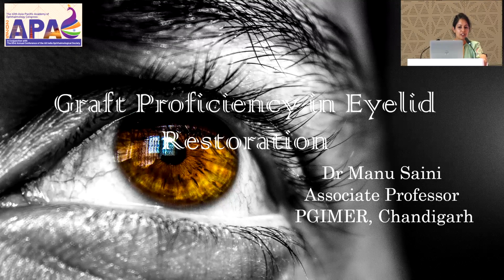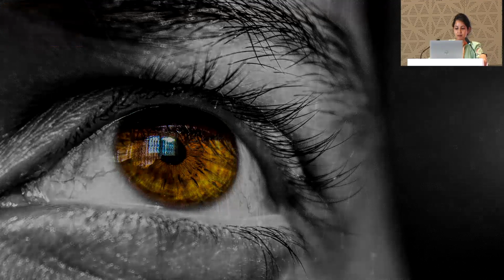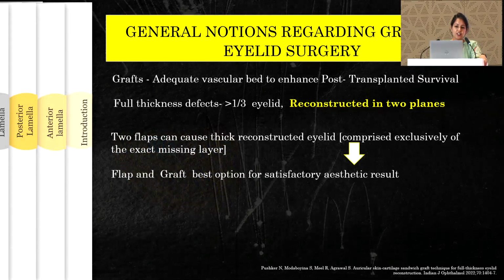Having laid the foundation of lid reconstruction, we now turn to the use of the graft and their proficiency in eyelid restoration. Given the delicate nature of the eyelid, it is essential to understand the fundamental notion regarding the use of the graft in eyelid surgeries. As a basic rule, a graft should be used when there is adequate vascular bed to enhance the post-transplant survival, and a full thickness graft larger than 1/3 of the eyelid requires reconstruction in two planes, that is anterior lamella and posterior lamella separately.